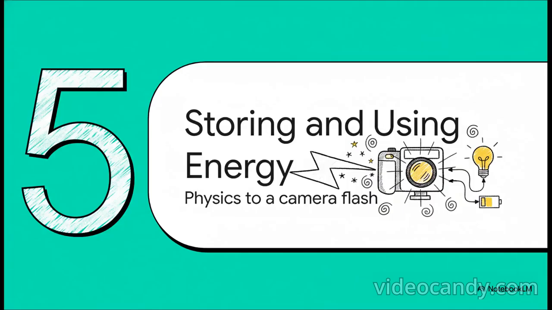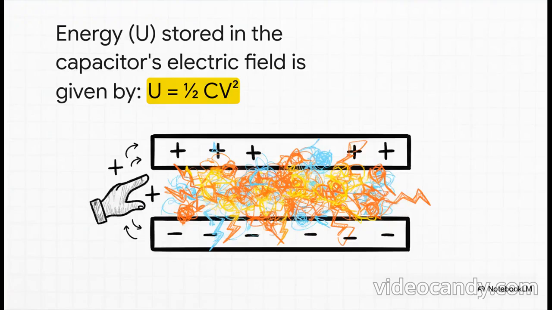All right, so we've been talking a lot about storing charge. But so what? What's the point? Well, the real magic begins when we actually use that stored charge, when we turn it into useful energy. This is how we get from all these physics principles to something like a blinding camera flash. See, all the work you do to cram charge onto those plates doesn't just disappear. It gets stored as potential energy, right there in the electric field between the plates.